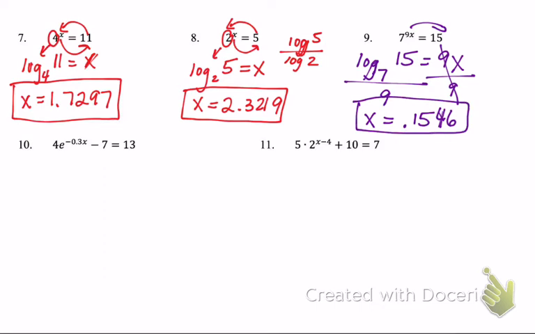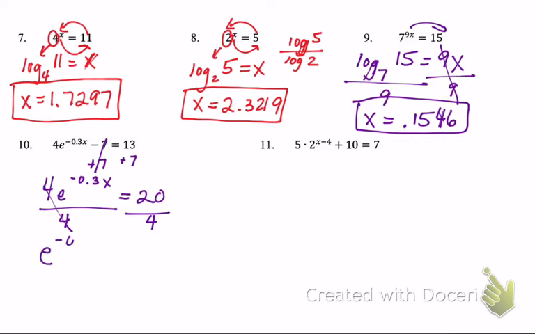Number 10 is a little different because we have an e. So the first step that I'm going to do for number 10 is add the 7 on each side. So I get 4e to the negative 0.3x equals 20. And then I'm going to divide by 4. Divide by 4. So you get e to the negative 0.3x equals 5.